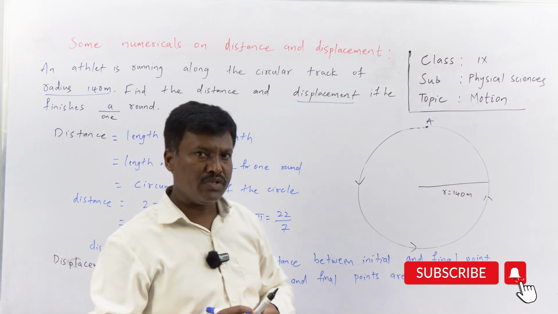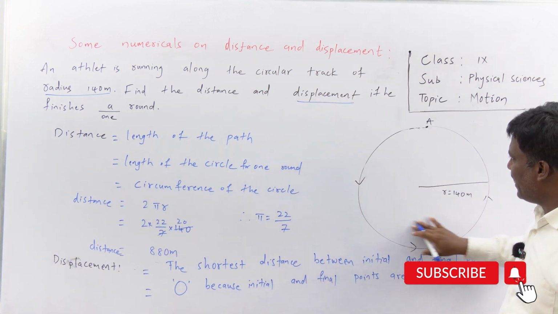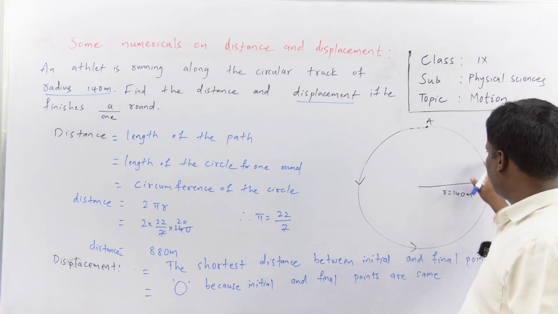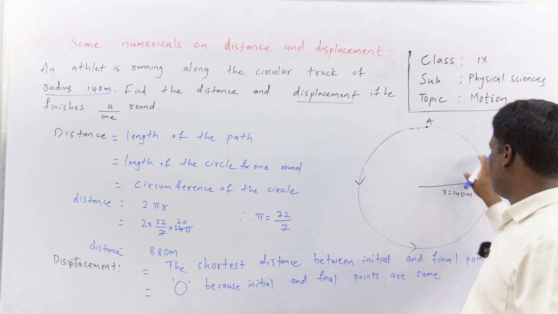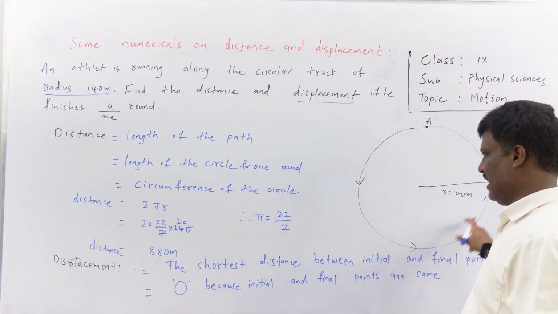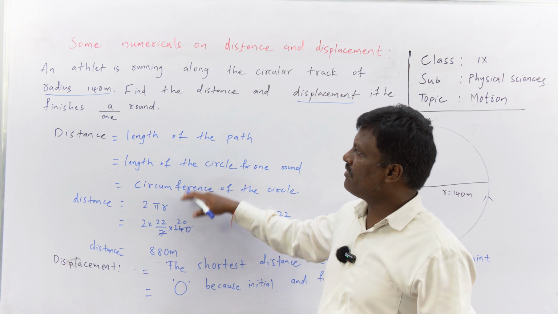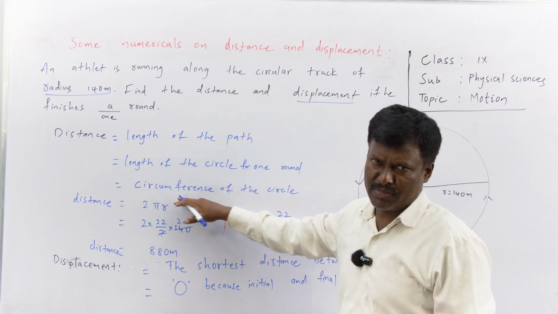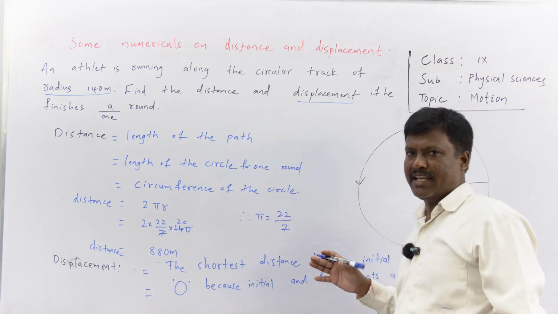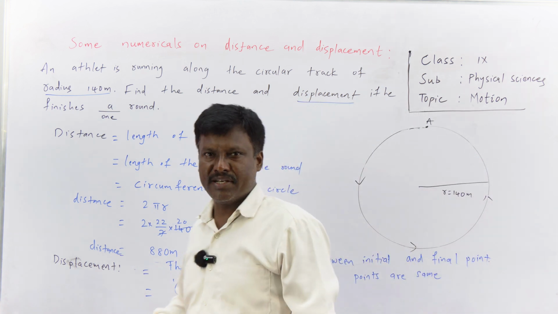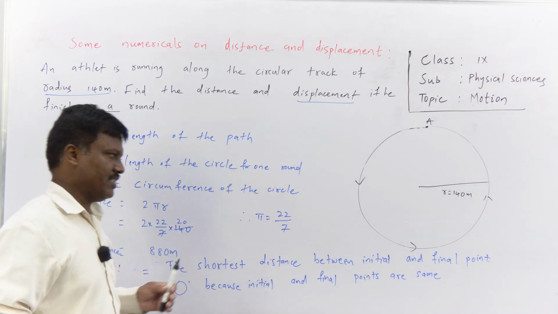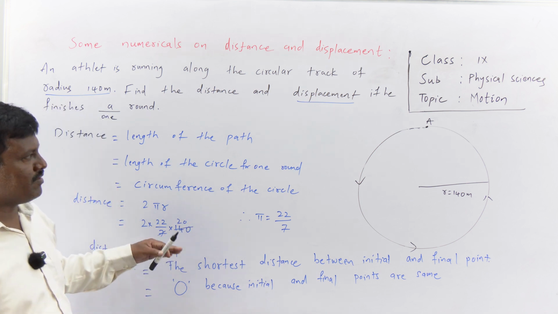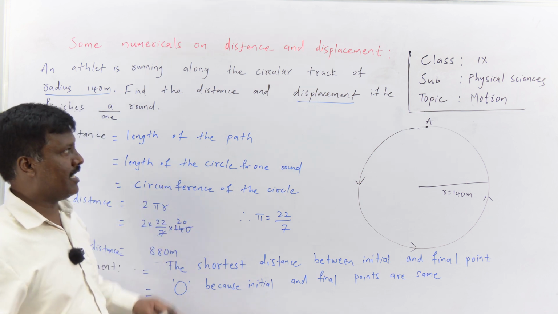You students have to remember the area of the circle formula, pi r square. The length of the boundary of the circle is the perimeter, nothing but the circumference, 2 pi r. Whenever we are solving problems related to distance and displacement, we take the circumference because we are not finding the area. Area is not useful; we use only the circumference, the length of the boundary. And the pi value is 22 by 7. If you remember these two, we will be able to solve any other problem related to circular paths.